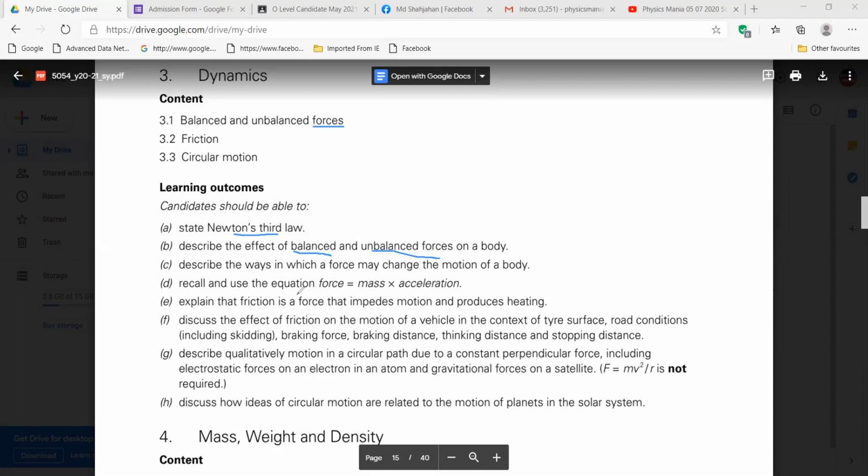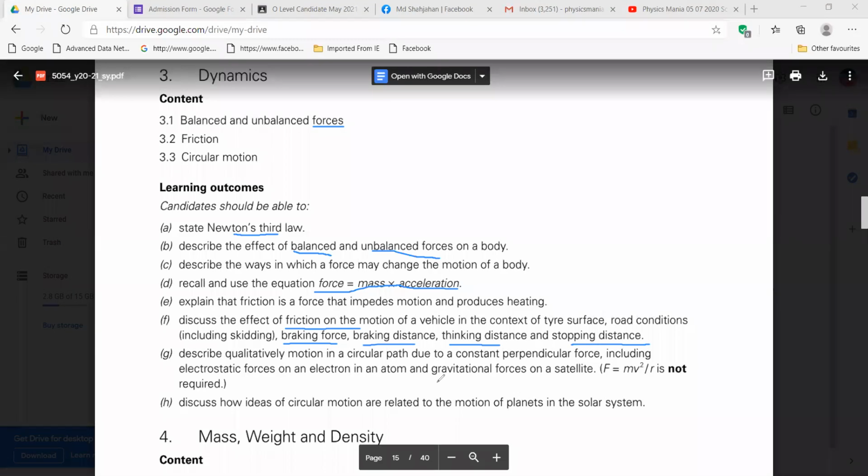Okay, and there is one formula related to Newton's second law, this one: force equals mass into acceleration. Okay, then we will have the idea of frictional force on road. We will have an idea about braking force, braking distance, thinking distance, and stopping distance, right? All this we will have the idea.